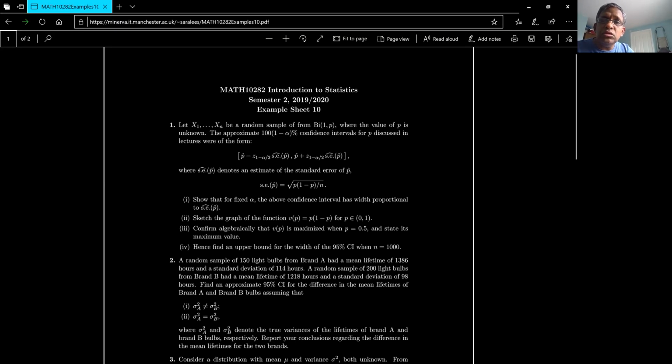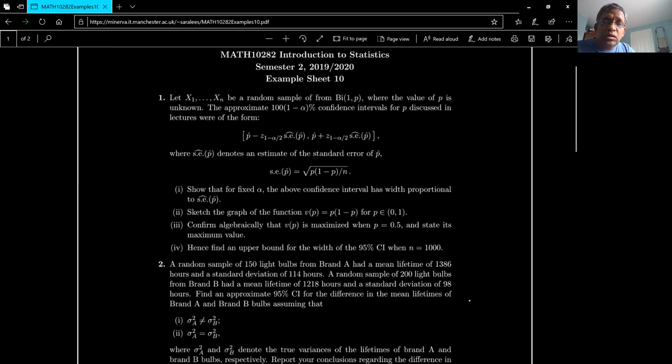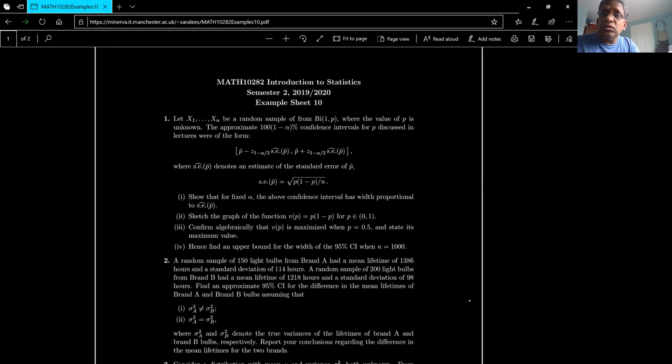Which is this one here. Can you see it now? Yeah, this is example sheet number 10. So there are 5 questions on this example sheet.